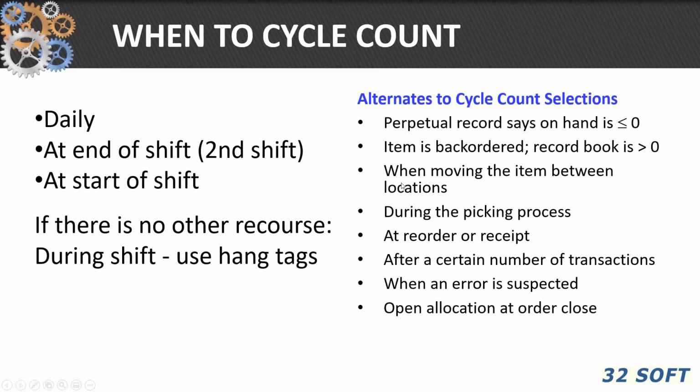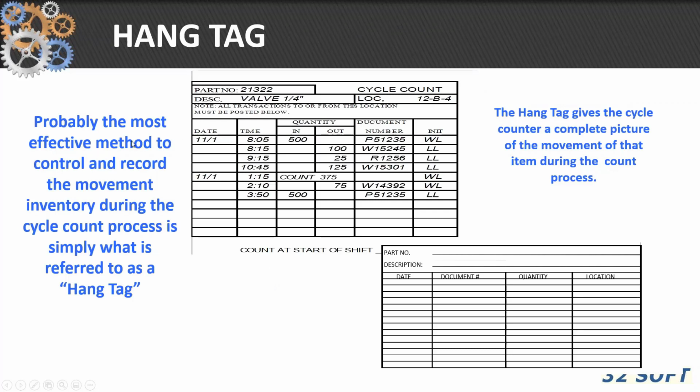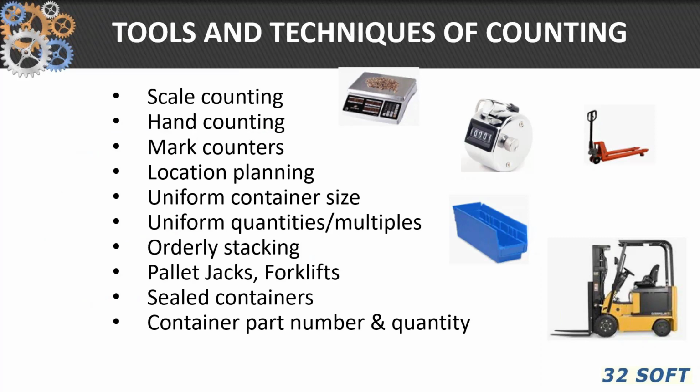So there's lots of different ways to do it, but if there are no other resources and you have to do it during the shift, use a hang tag. And a hang tag is simply a piece of paper, pre-printed, computerized, handwritten, that gives the people in the stockroom the ability to record what has happened to a particular part in a location, and then it gives the cycle counters a complete picture of the movement of that item during the process, so that you can verify the count and understand what has caused the variance.